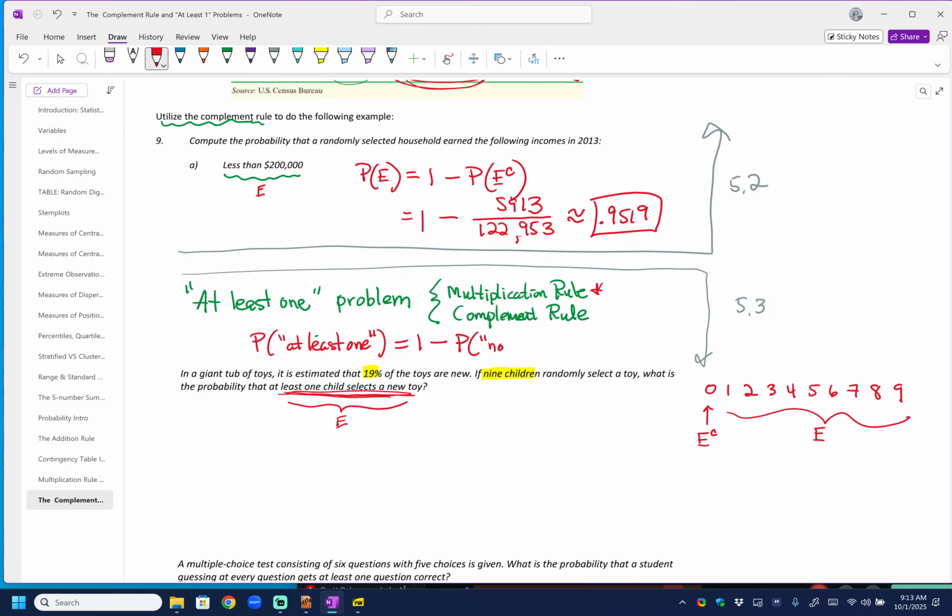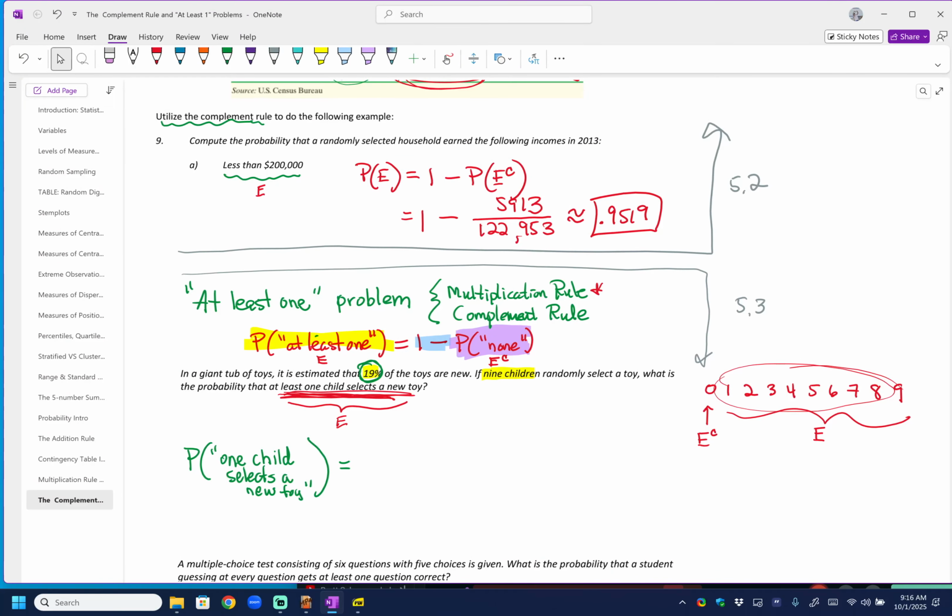So why is that? Because this is our event and this is our complement, just like we noted over here, right? So this fits perfectly with the whole idea of the complement rule. So for this and any other at least one problem, our focus now is simply on finding the probability of none. So in other words, finding the probability that no children select a new toy, because if we can find that, all we'll have to do is subtract from 1, and we have our answer to our actual problem that we're looking for. So let's start with this.